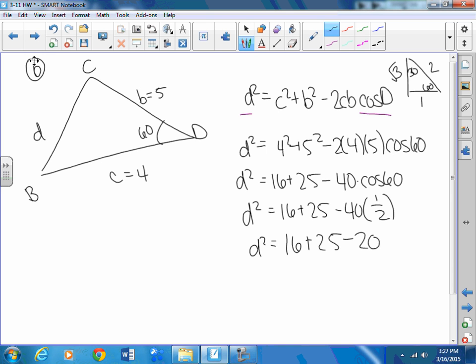So 16 plus 25 minus 20, d squared will equal 21. So d is equal to plus or minus the square root of 21. We're going to reject the negative because you can't have negative length. So d is equal to the positive square root of 21, which cannot be simplified. So that is your answer.